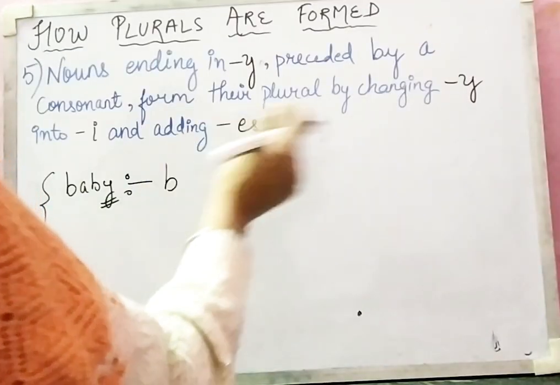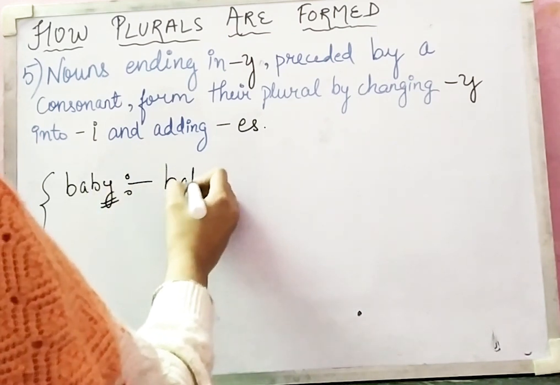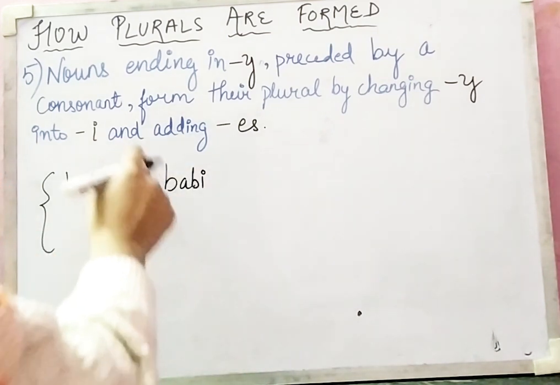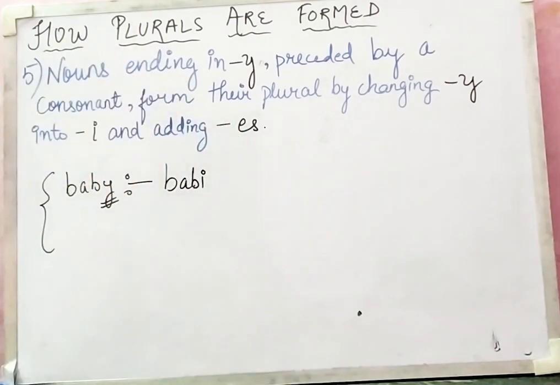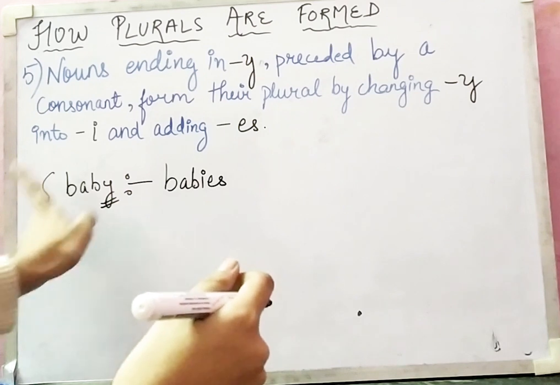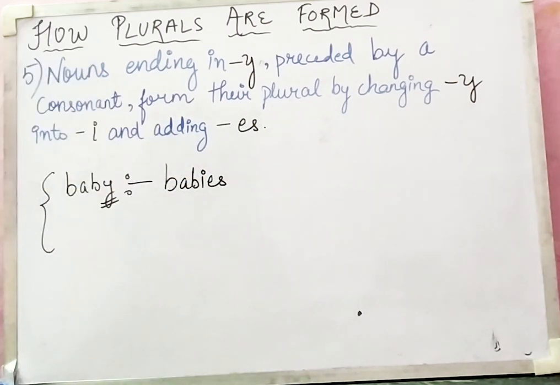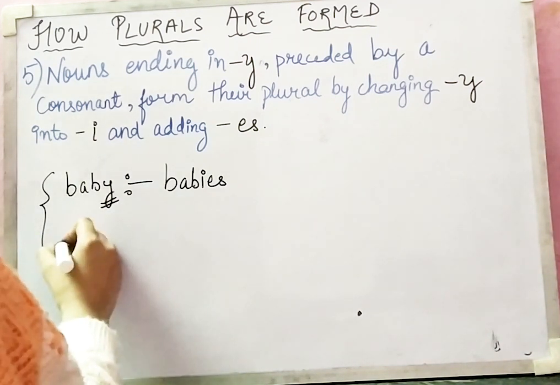Means first we are doing step by step. We have replaced y by I. Means baby, this, and adding es, and then we have to add es. Means baby will be converted into babies in its plural form. Similarly we can take one more example also, like lady.